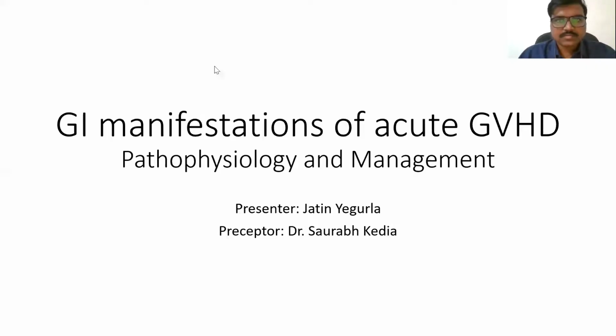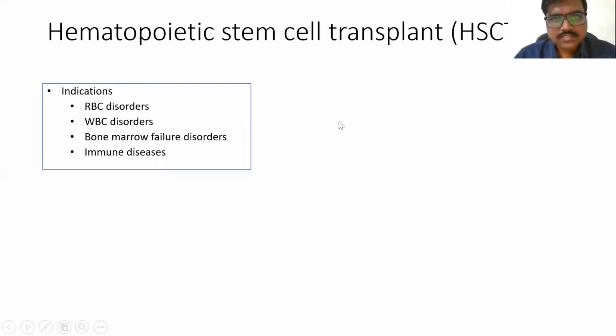The topic for today's seminar is GI manifestations of acute graft versus host disease, the pathophysiology and management. Graft versus host disease is a complication of allogeneic hematopoietic stem cell transplant. So, let's try to understand the basic concepts of stem cell transplant before we proceed to GVHD.